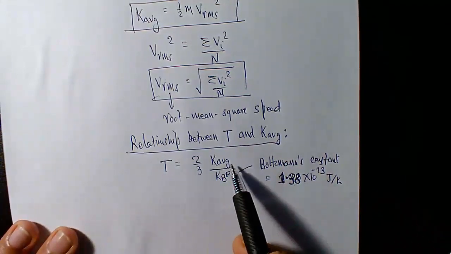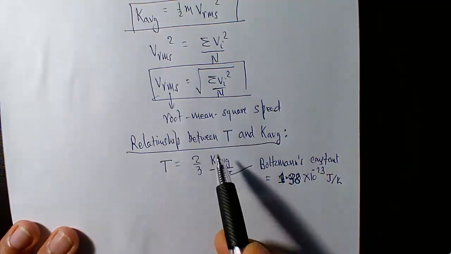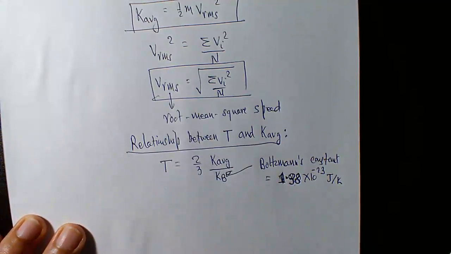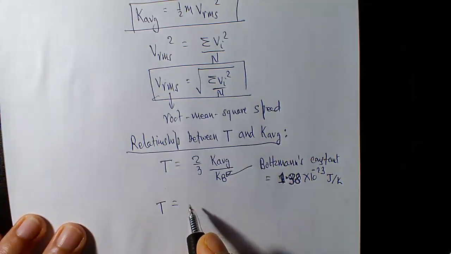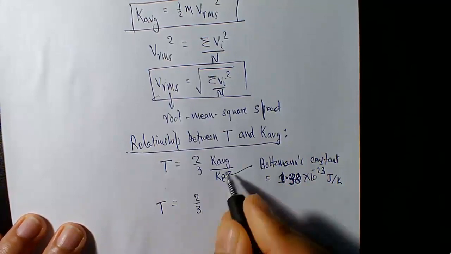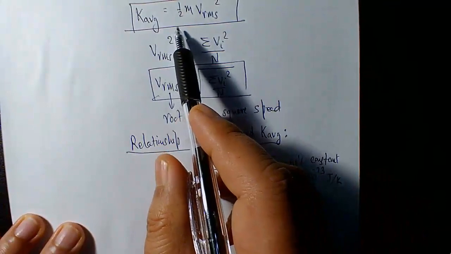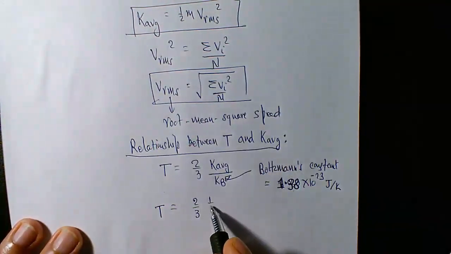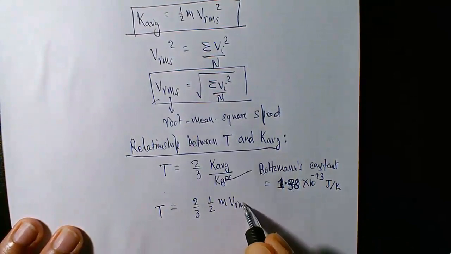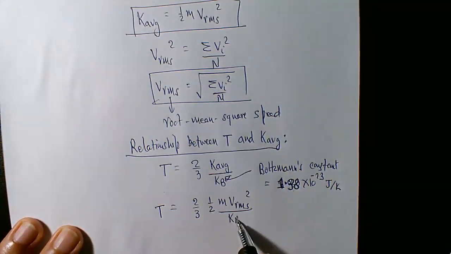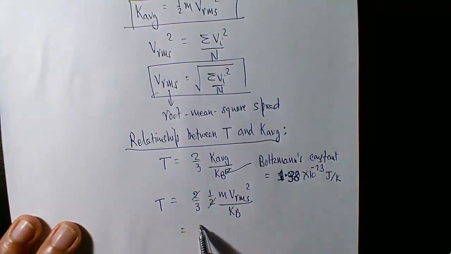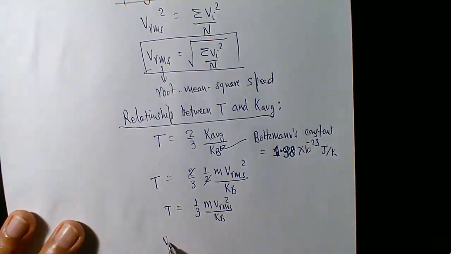The relationship between temperature and average kinetic energy is given by this formula, based on the kinetic theory of gas. Let's try to simplify that. The absolute temperature in Kelvin is 2/3 of the average kinetic energy. From our previous definition, average kinetic energy is 1/2 mass times the RMS velocity square, divided by the Boltzmann constant. So the 2 will cancel out, and this is 1/3 of mass times RMS velocity square divided by the Boltzmann constant. And so vrms square will be 3 kB times T over mass.